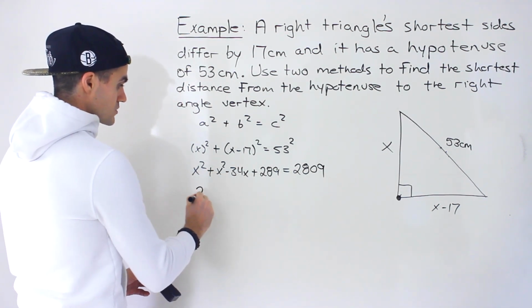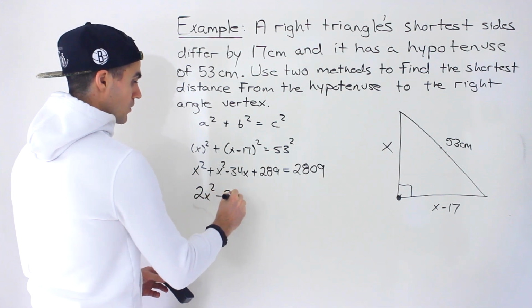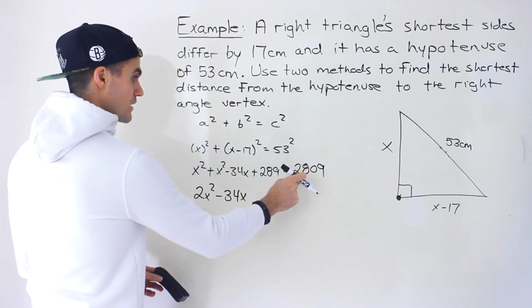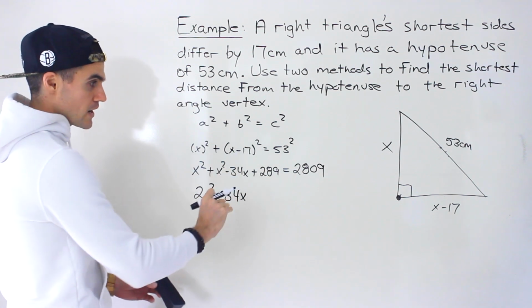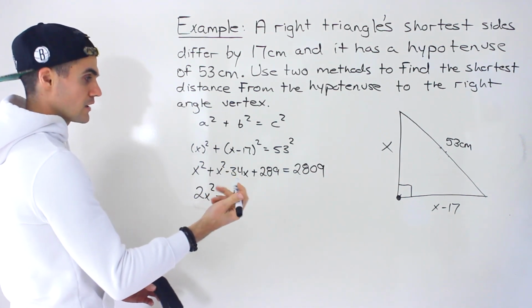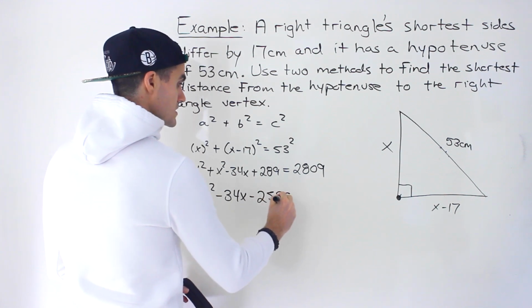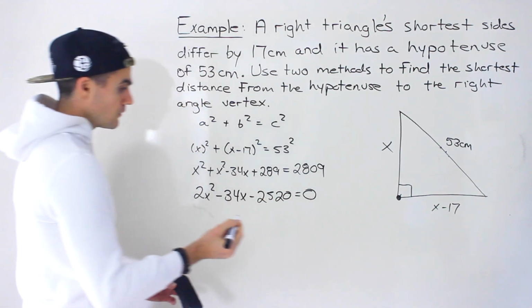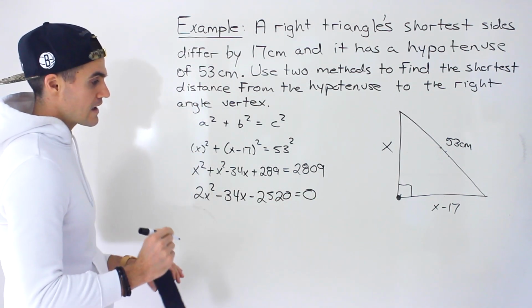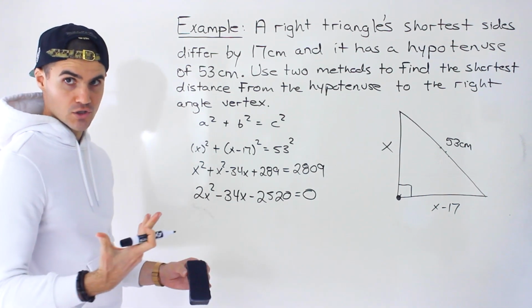And so from here, this ends up just being a quadratic equation. These are like terms, so that'll be 2x squared minus 34x. And then this 2,809, I'm going to bring over: 289 minus 2,809. That would give us minus 2,520, like that. And now notice you have a quadratic equation to solve.